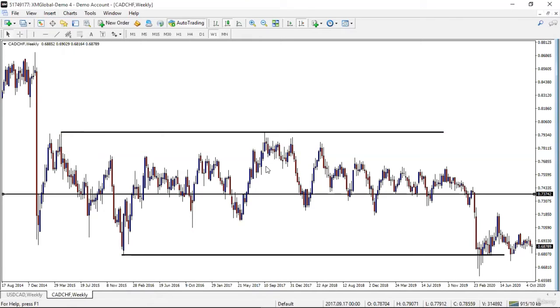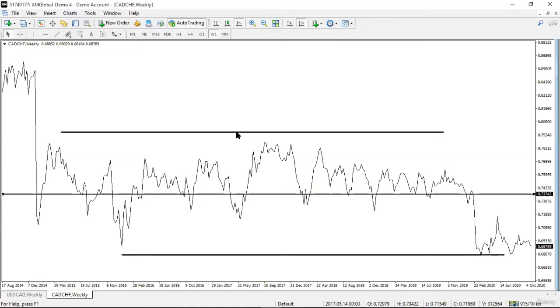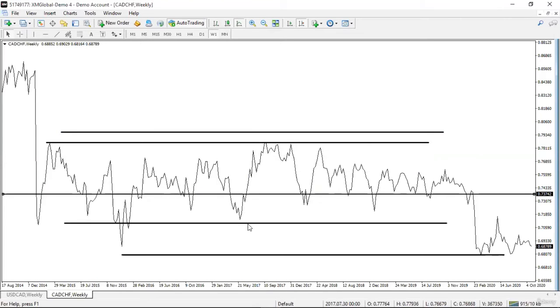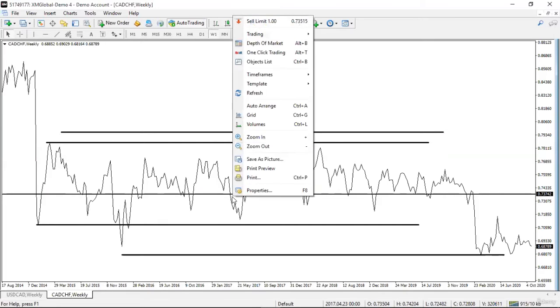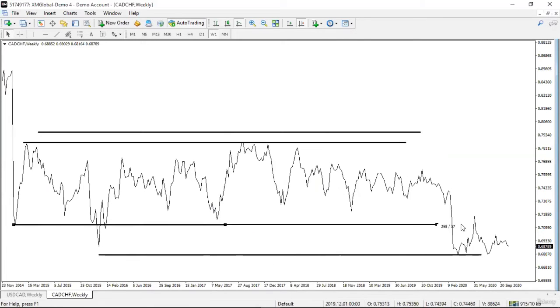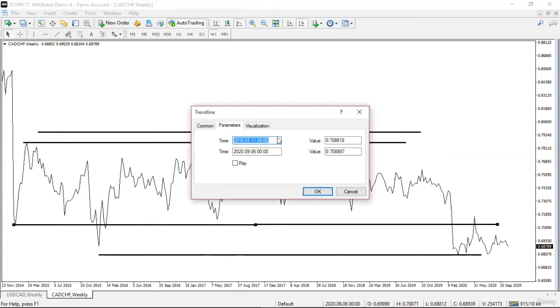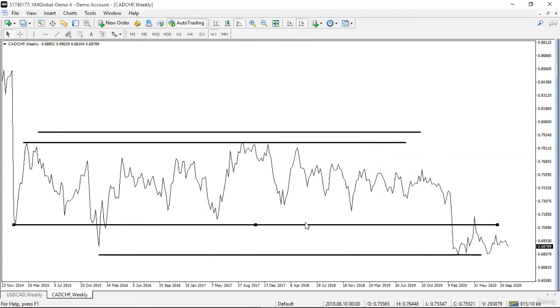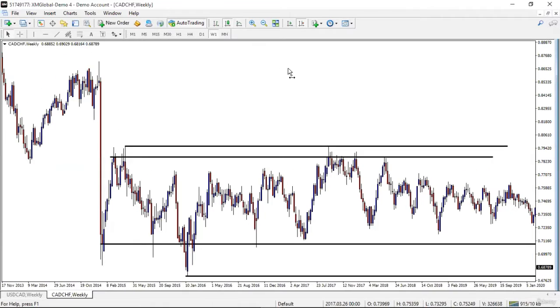Okay. So at that time we had these two. Then I marked, because it's a ranging market, I marked this one and this one. So this is what we had. And now you can see how price is reacting.